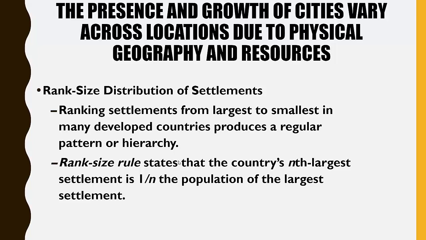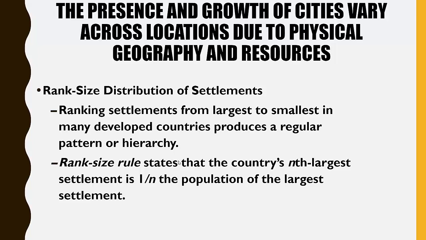The presence and growth of cities varies across locations due to the physical geography and the resources. One effort to try to understand those is called the rank size rule or rank size distribution. What you do is you take the settlements in a country by population and rank them in order from largest to smallest. Doing so oftentimes produces a pattern, or a hierarchy. Now, it's not usually exact, but it's fairly similar to this pattern.